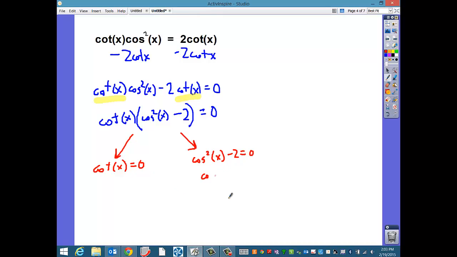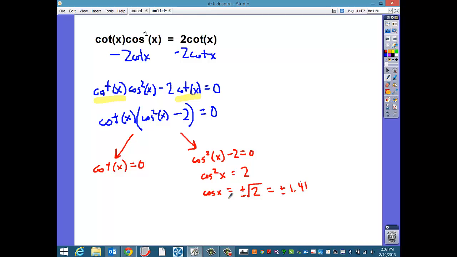Now this equation over here is what we were talking about a couple of minutes ago. This is what we would have been left with had we simply divided out cotangent. So this is part of the story. What you find is when you take a square root of both sides and you try to solve this, we get plus or minus the square root of 2. Well, square root of 2, this is plus or minus approximately 1.41.